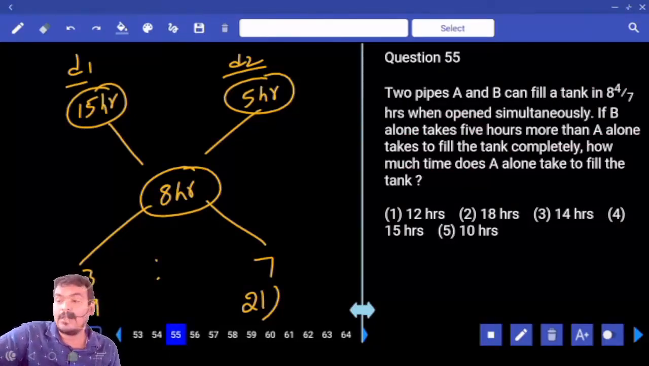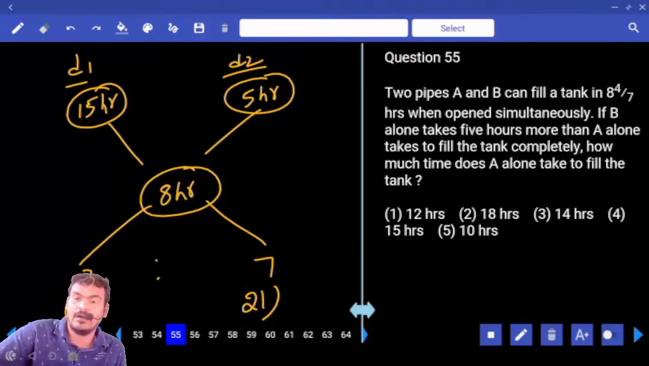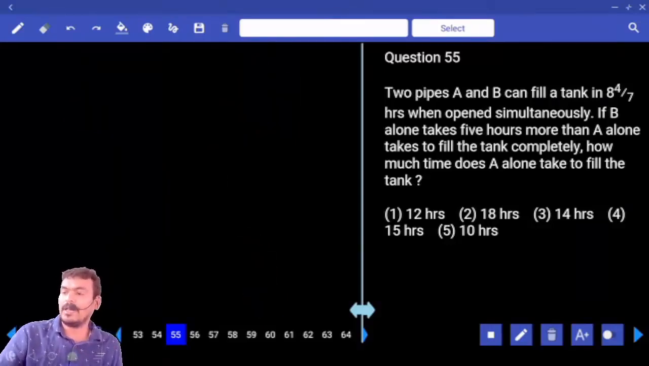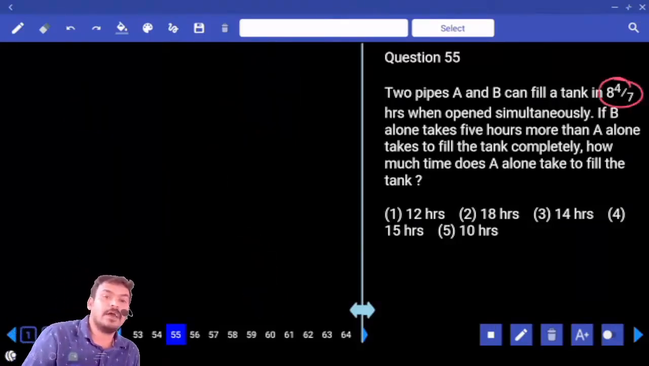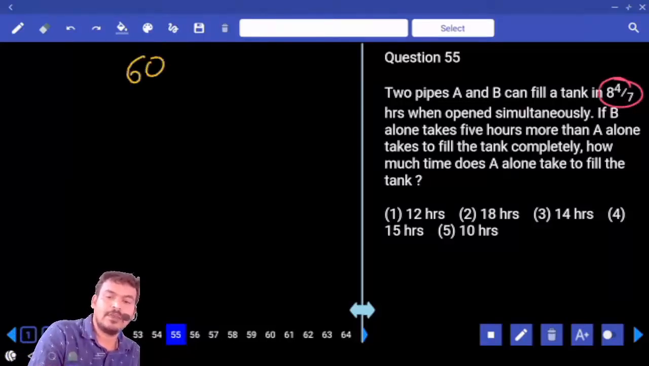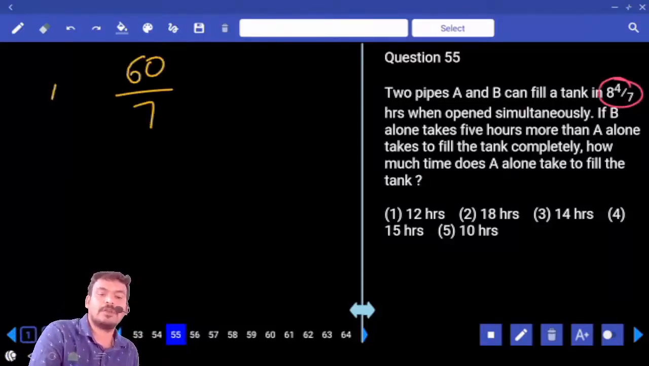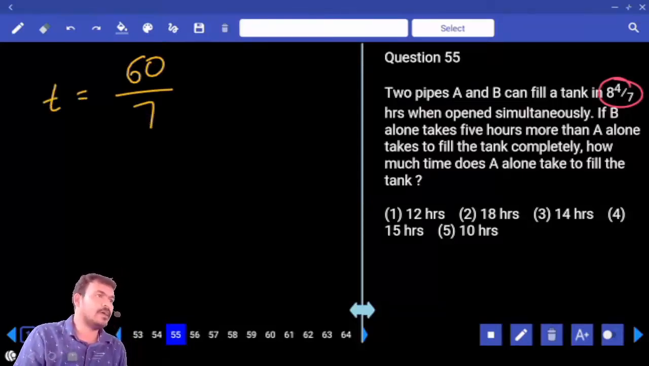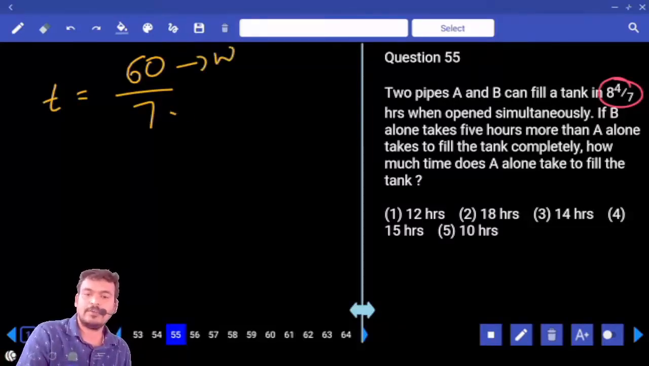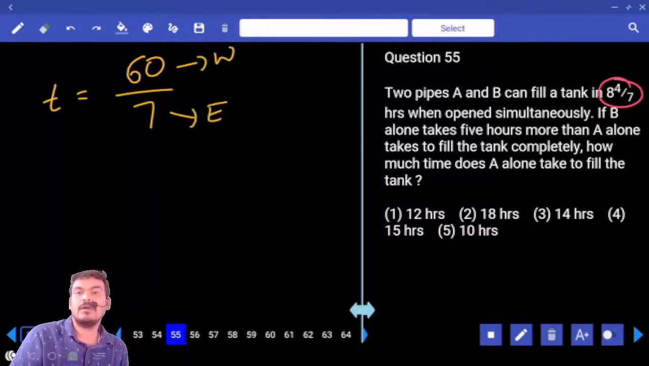Two pipes A and B can fill a tank in 8 4/7 hours when opened simultaneously. B alone takes 5 hours more than A alone to fill the tank completely. How much time does A alone take to fill the tank? Okay, 8 4/7 is 60/7. 60/7 means it is a time value or a speed value? Time value. Time is nothing but work by efficiency, or not? Work is how many parts? 60 parts. Efficiency 7 parts, or not?